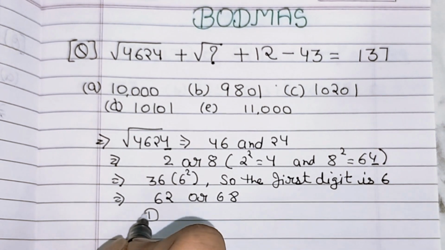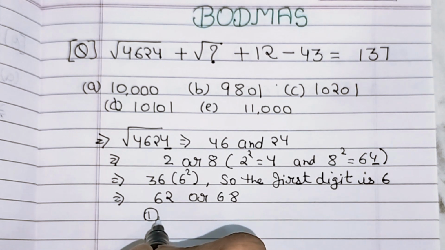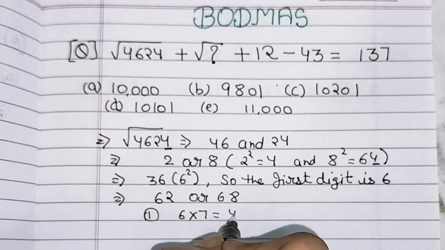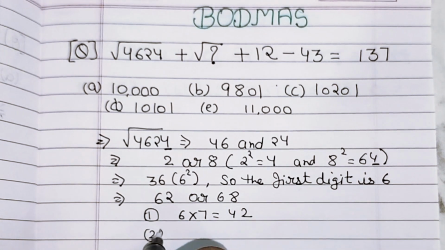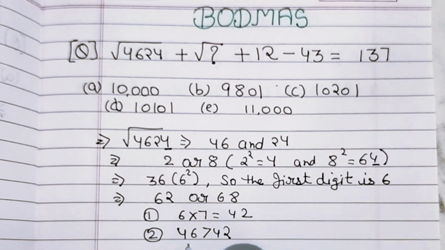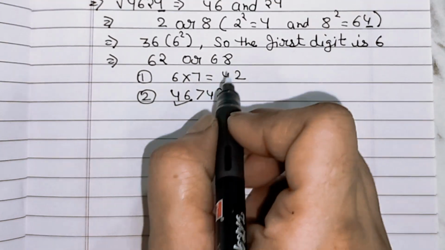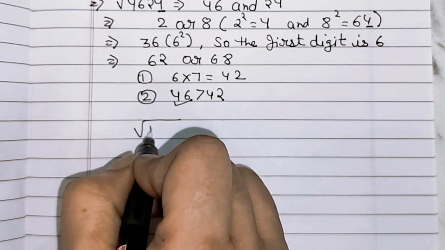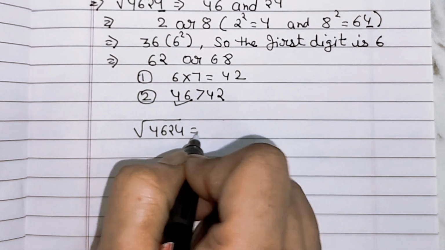For this, the first step, multiply the first digit by its successor. It means 6 into 7, that is 42. Now the second step, since 46 is greater than 42, we pick the larger number, which is 68. So the result is, root 4624 is 68.